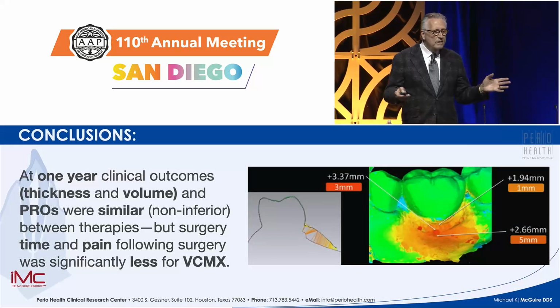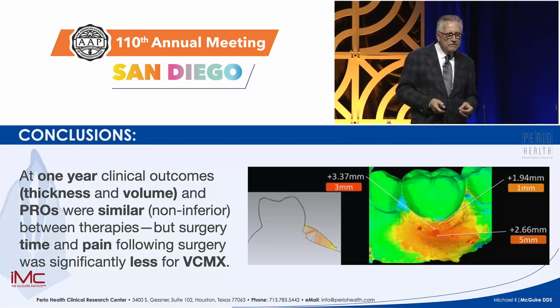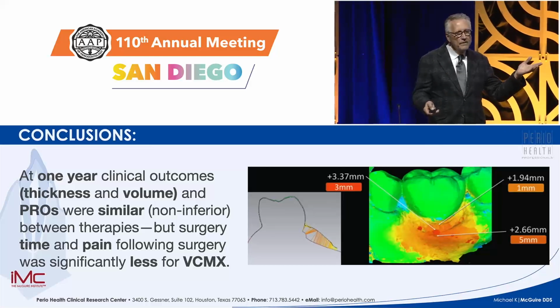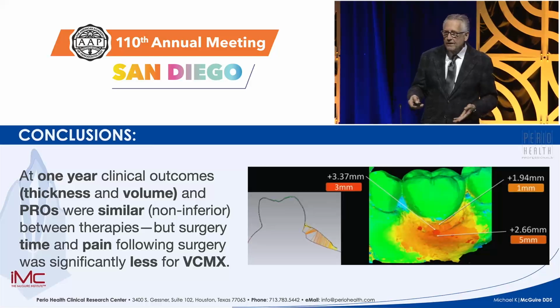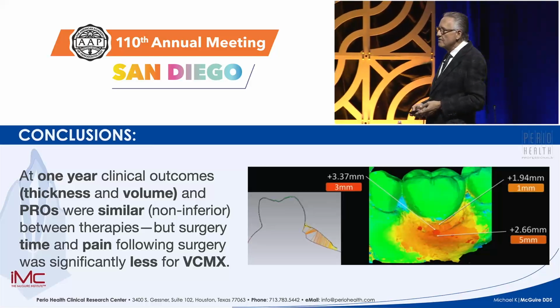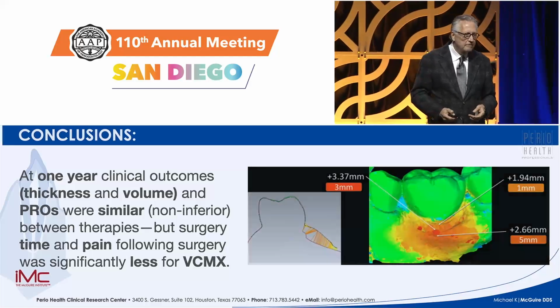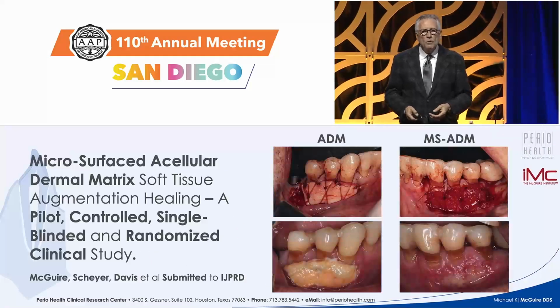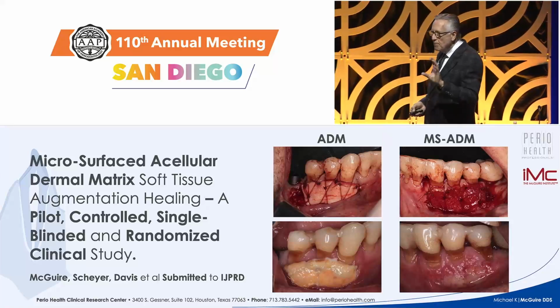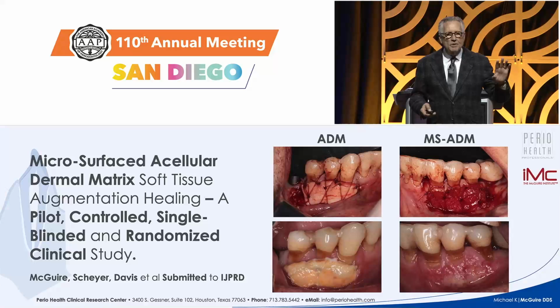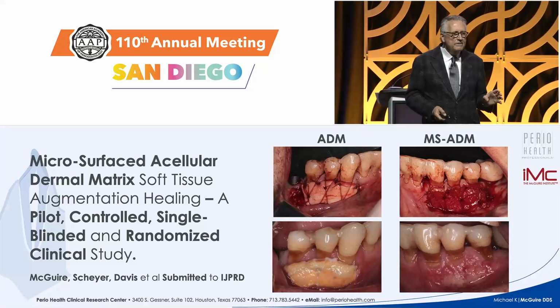That said, at 1 year, clinical outcomes, thickness and volume, and PROs were similar for connective tissue versus the volume-stable graft. And there was, of course, less time and pain associated with the volume-stable graft rather than connective tissue because there was no palatal donor site. Now, we almost always do a pilot study before we do an RCT, and I brought this one because I thought it might be interesting to the audience.